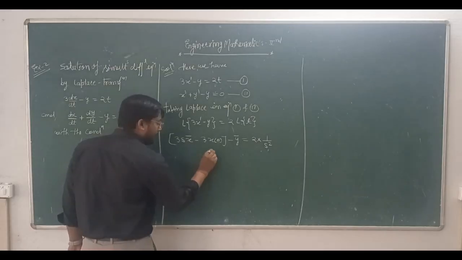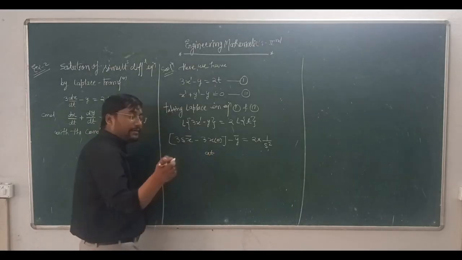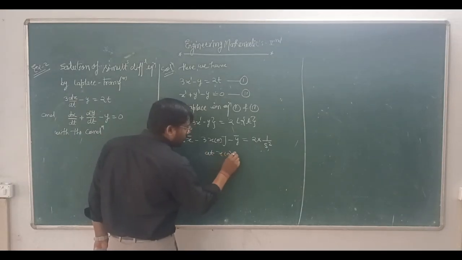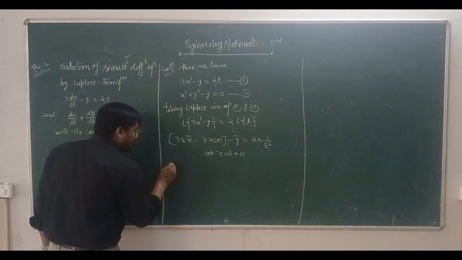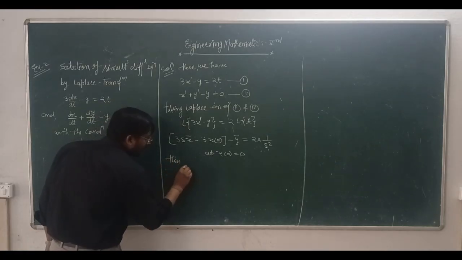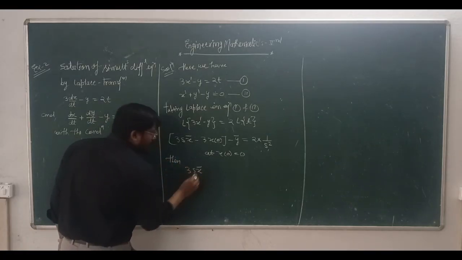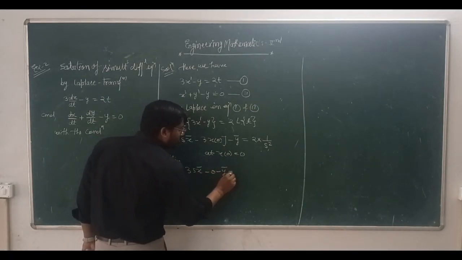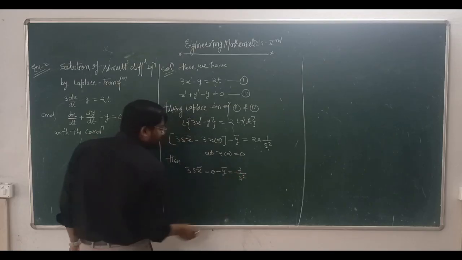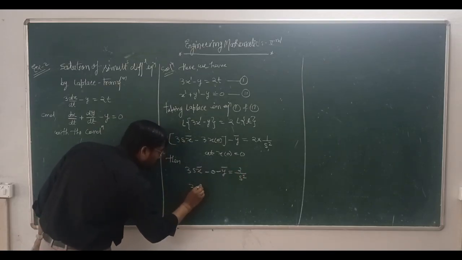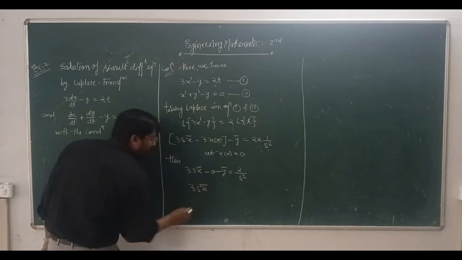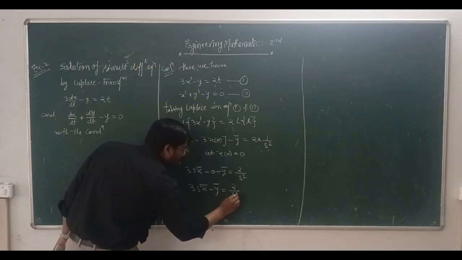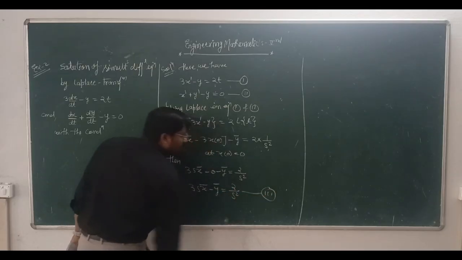Now at given condition, x0 is equal to 0, then 3s Laplace of x minus 0 minus Laplace of y is equal to 2 upon s square. This means 3s into Laplace of x minus Laplace of y is equal to 2 upon s square. It means this is equation number third.